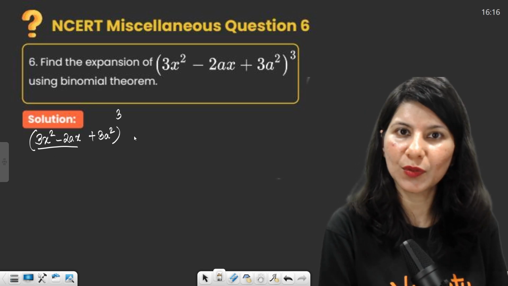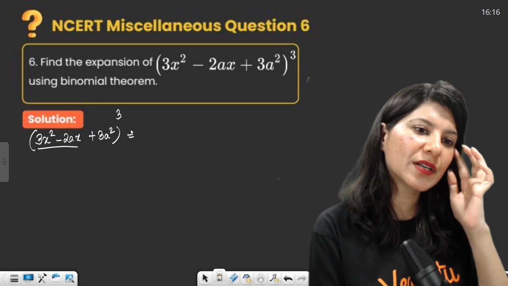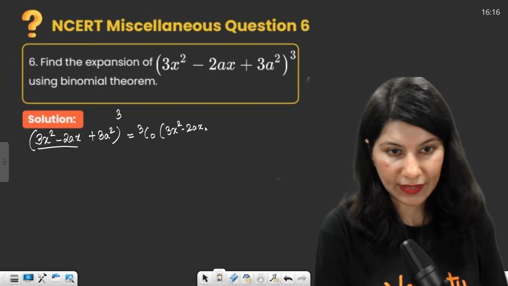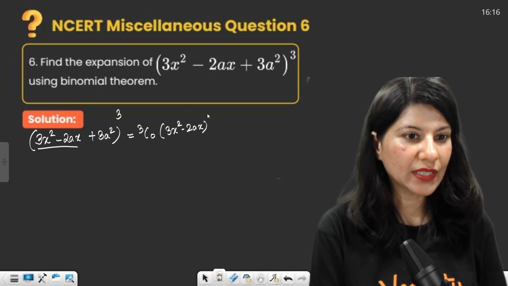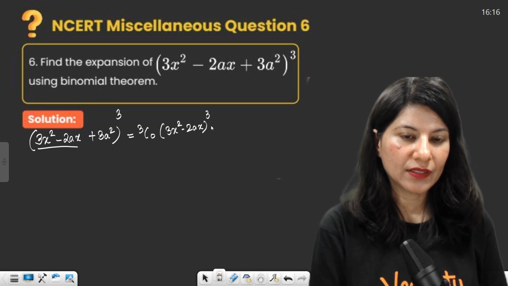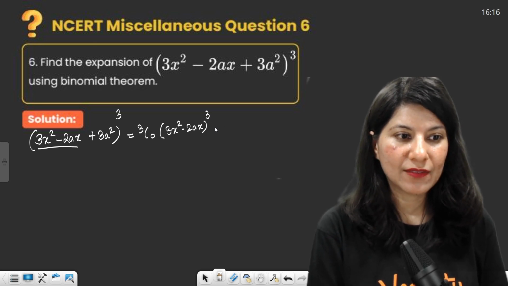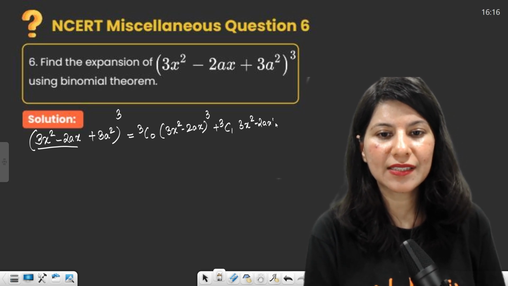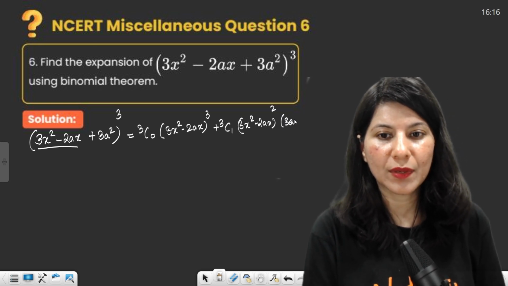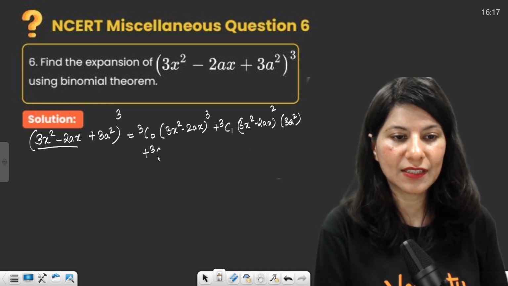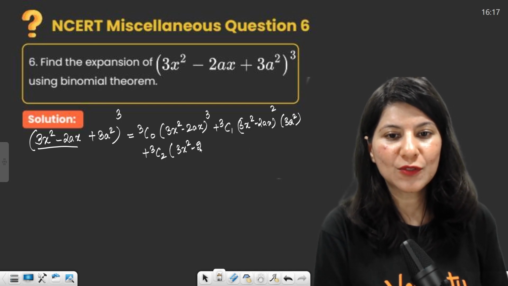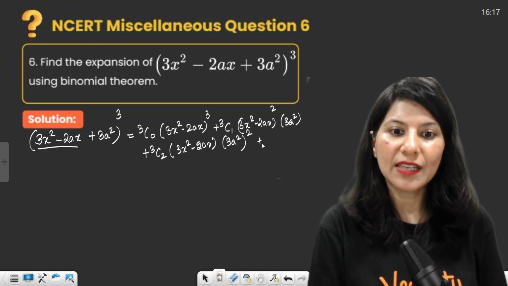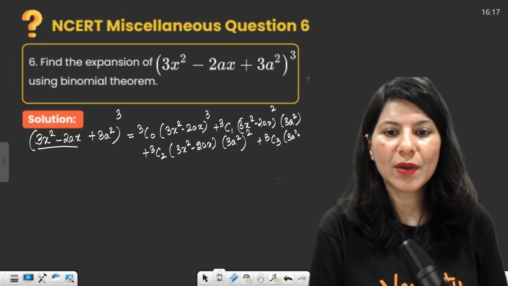whole cube, right? So this is going to become 3C0 (3x square minus 2ax) power 3, (3a square) power 0. Then we are having plus 3C1 (3x square minus 2ax) square and 3a square. This is the second term. Plus 3C2 (3x square minus 2ax) and (3a square) whole square. Last 3C3 (3a square) whole cube.